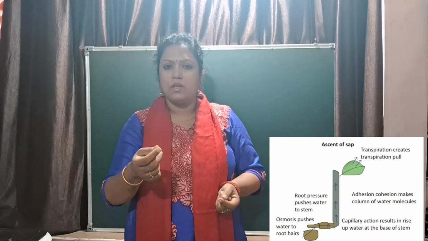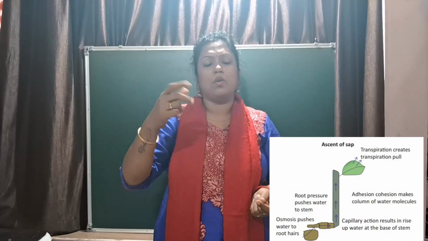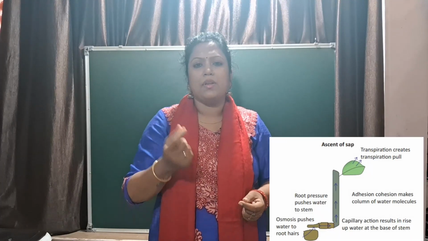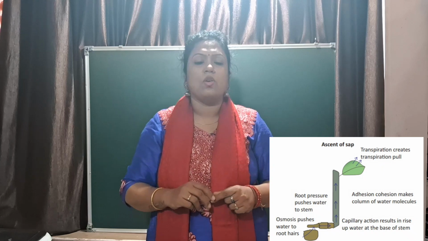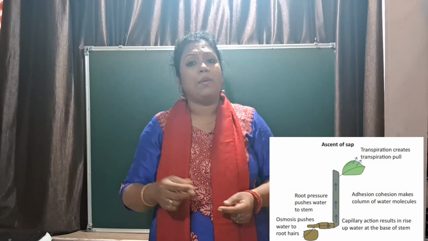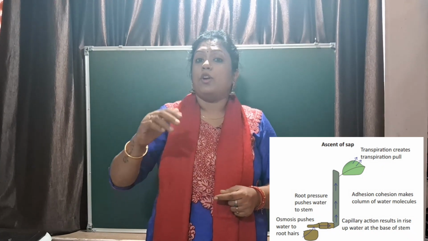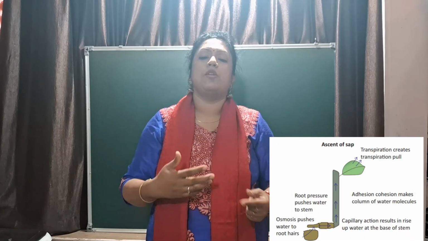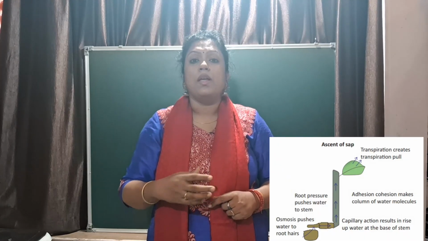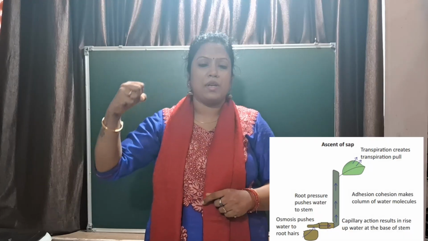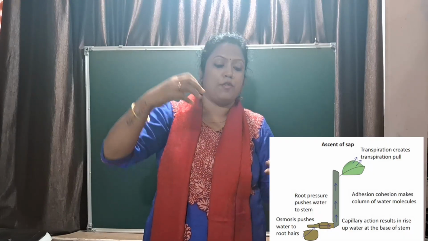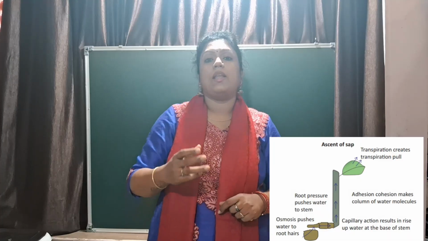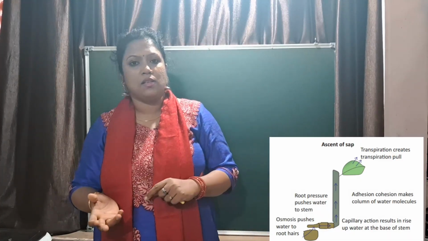You must have observed that when you put a straw in a cold drink or water, the level of water in the straw is slightly higher than the level of water in the glass or in the bottle. That is capillary action. For taller trees, there is a process called transpirational pull. Transpirational pull leads to a kind of suction pressure which sucks the water from the soil directly to the leaves. And the last one is cohesion and adhesion.